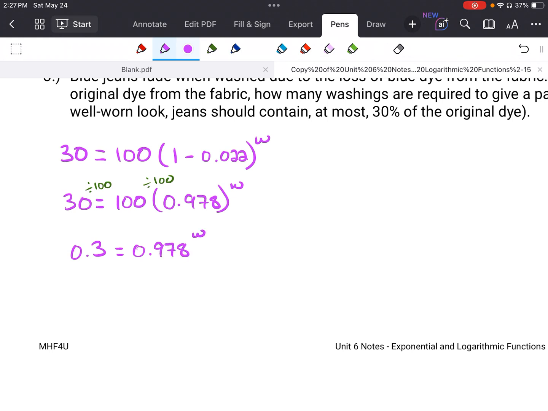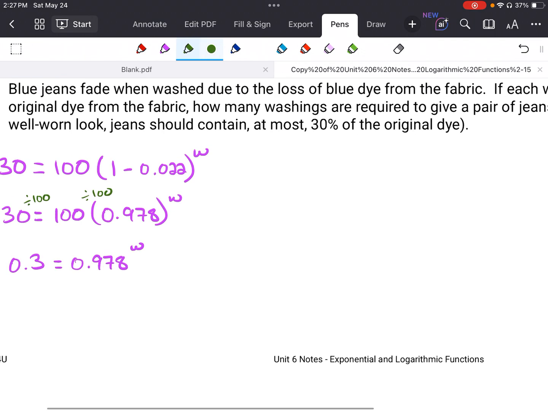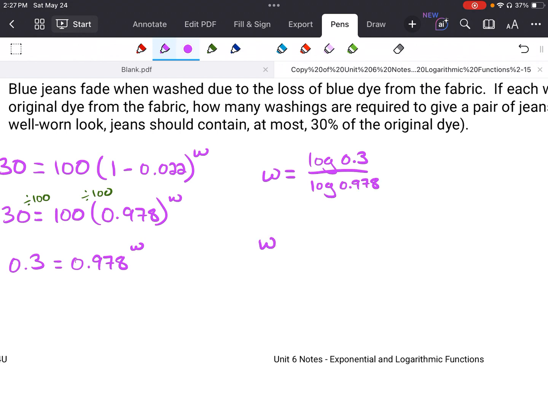And then we'll use logs here to find our exponent. We have the log of 0.3 divided by the log of 0.978, which means it will take 54 washes for the jeans to have a well-worn look.